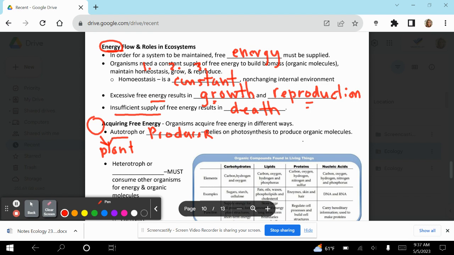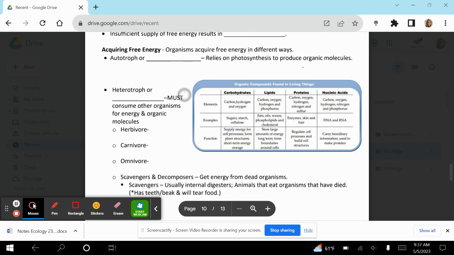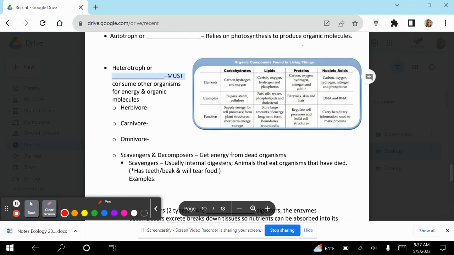As for heterotrophs, that's kind of the opposite of an autotroph. An autotroph can make their own food. They can do photosynthesis. And by the way, the prefix auto means self. So they don't rely on anything else as a food source because they can make their own food using CO2, water, and light. Heterotrophs or consumers must eat something to get energy. And they can be divided into different categories. So herbivores will eat plants.